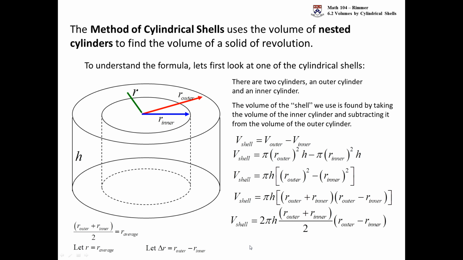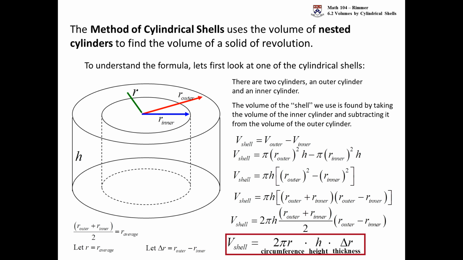So this formula for the volume of the shell, this particular shell, will involve taking 2 pi r, that's this part here, outer plus inner divided by 2, times h, times delta r, that's this part here. 2 pi r should look familiar, that's the circumference, h is the height, and then the thickness is delta r. So this will give you the volume of this particular shell, 2 pi r, h, and delta r.